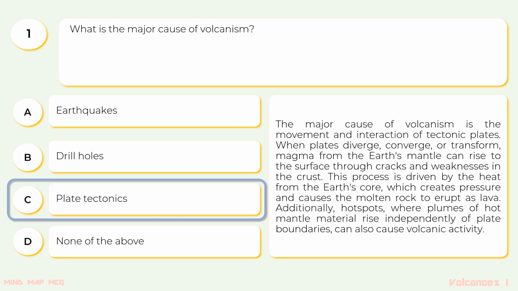When plates diverge, converge, or transform, magma from the Earth's mantle can rise to the surface through cracks and weaknesses in the crust. This process is driven by heat from the Earth's core, which creates pressure and causes the molten rock to erupt as lava. Additionally, hotspots where plumes of hot mantle material rise independently of plate boundaries can also cause volcanic activity.